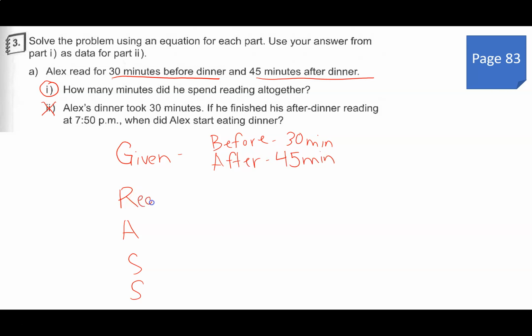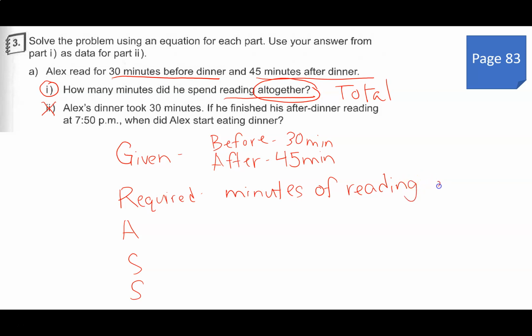R stands for required. What are we required to find? Let's read the question again. How many minutes did he spend reading all together? There's one of our clue words. This tells me that we're looking for the total all together. So what we're required to find is minutes of reading all together. And just like yesterday, we're going to represent this with the letter X. So I'm going to write the letter X.